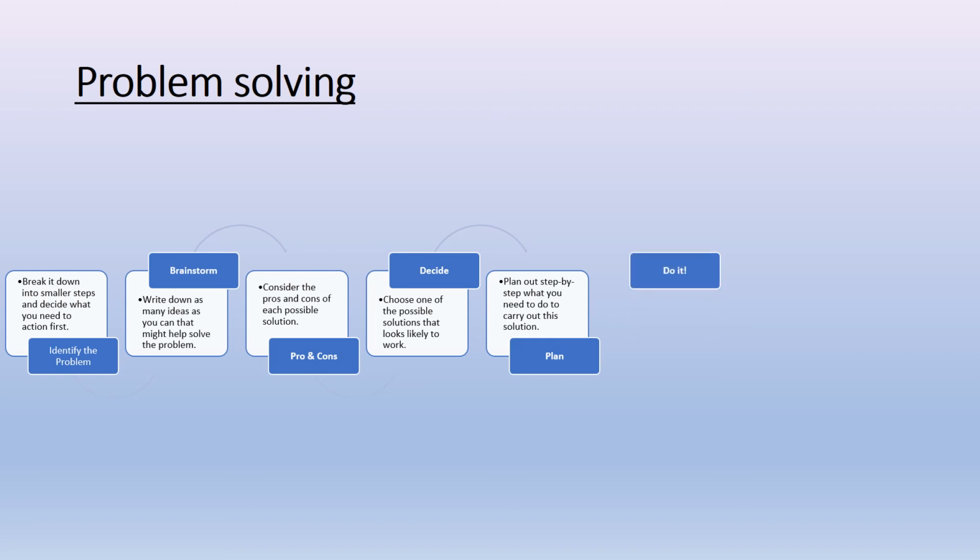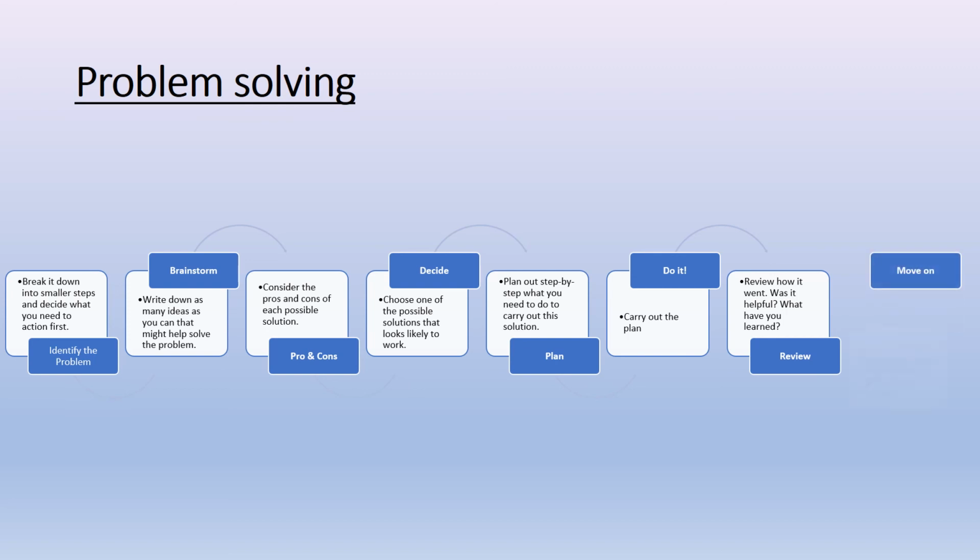Step 6. Do it. Carry out the plan. Step 7. Review how it went. Was it helpful? Did you achieve what you set out to achieve? If not, how could you have done it differently? Did you achieve any progress, however small, towards your goal? What have you learned? And finally, step 8. If you achieved your goal, consider tackling the next step of your original problem.